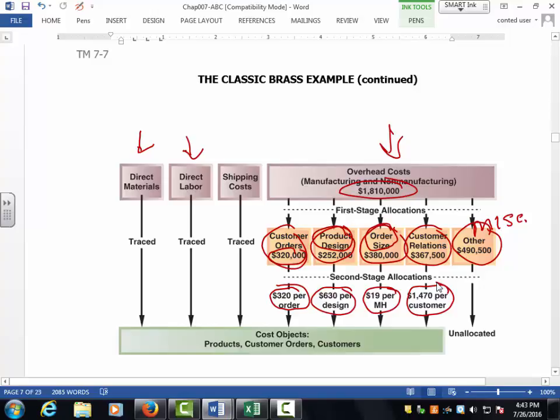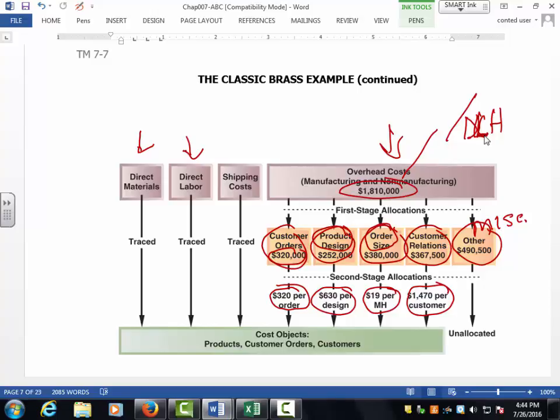What we did before was we took that 1,810,000 and we just divided it by something like direct labor hours, direct labor dollars, or machine hours. Then we would just look at how many labor hours we used. We'd multiply it times that application rate, and that's how much was applied. This method says, let's not do that. Let's break this up into as many pools as we want to keep track of.